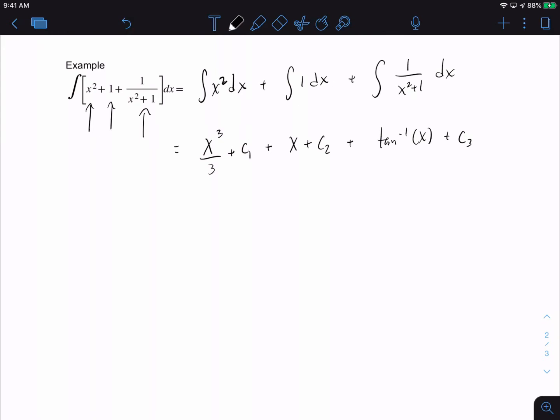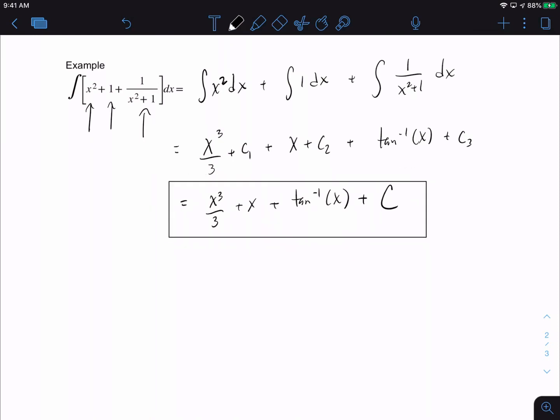Now, one of the important things is when we write this problem out, we're going to get x cubed over 3 plus x plus tangent inverse of x. And then we have these 3 constants. But if we add 3 constants, don't we just get a new constant? And so this ends up being our answer.